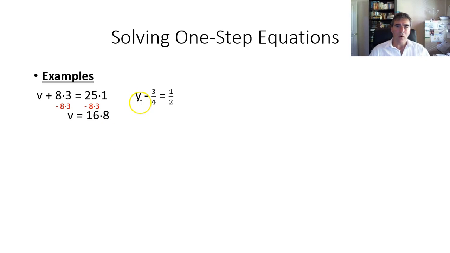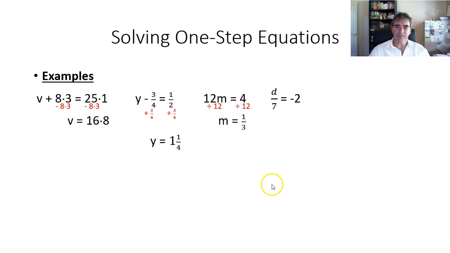Another one, y minus 3/4 equals a half. So the opposite of subtracting 3/4 is to add 3/4 to both sides, and we get y equals 1 1/4. They will cancel out on this side, and a half plus 3/4 is 1 1/4. Let's have a look at another one. 12 times something equals 4, so 12m equals 4. So the opposite of multiplying by 12 is to divide by 12, and when we do that, we find that 4 divided by 12 is a third. These will cancel out and just leave me with the m, and we get 4 over 12, which simplifies to 1/3.